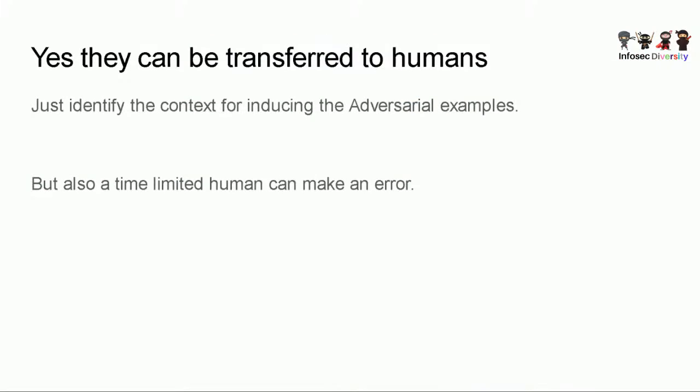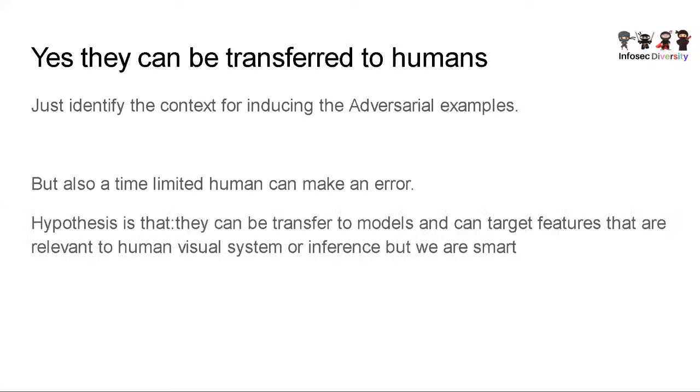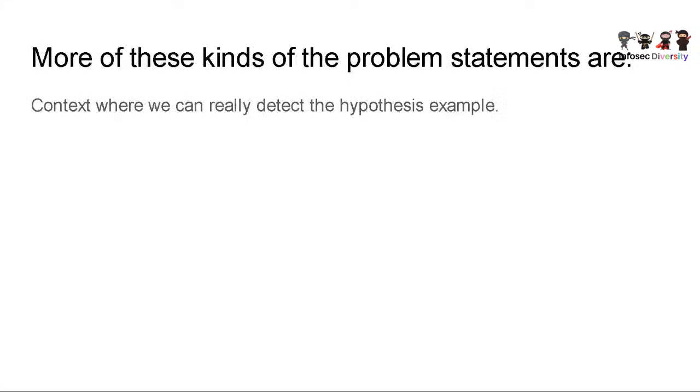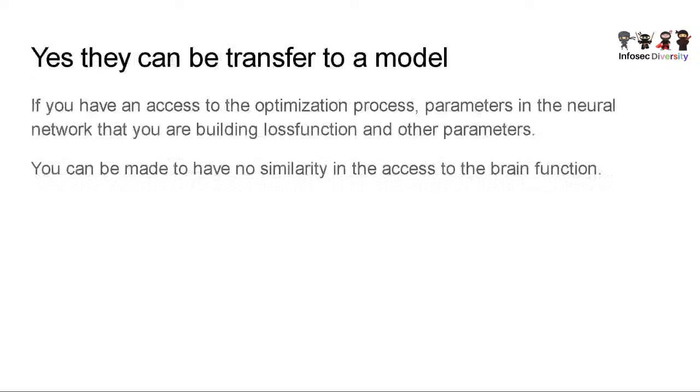So yes, they can be transferred from humans, just like how we have contextual information, insights, and intents being poisoned; there will be toxic insights which will be covered. So the hypothesis is that they can transfer to a model and can target features that are relevant to the human visual system. Interfaces are smart and they can never be fooled if you have trained them properly.